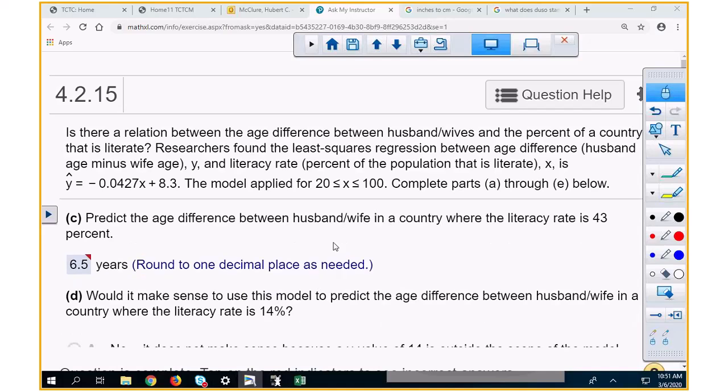Predict the age difference where the literacy rate is 43%. Literacy rate 43% is not good. That means that 57% of the people can't read. So would you say that it's probably going to be up there?